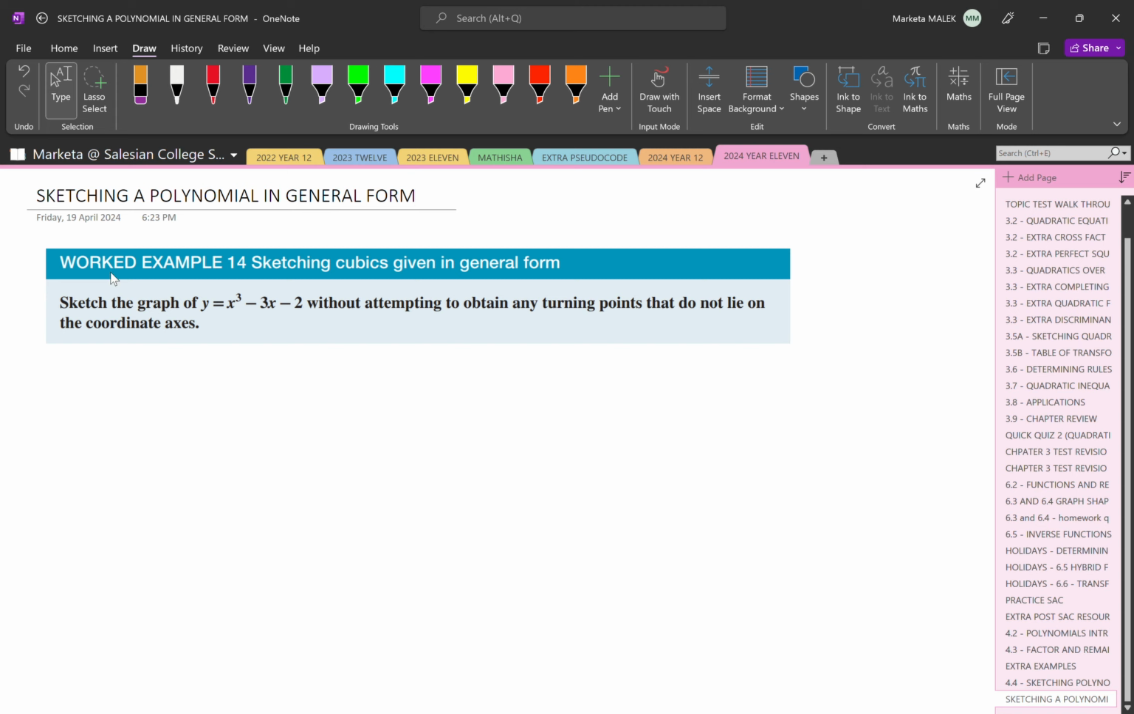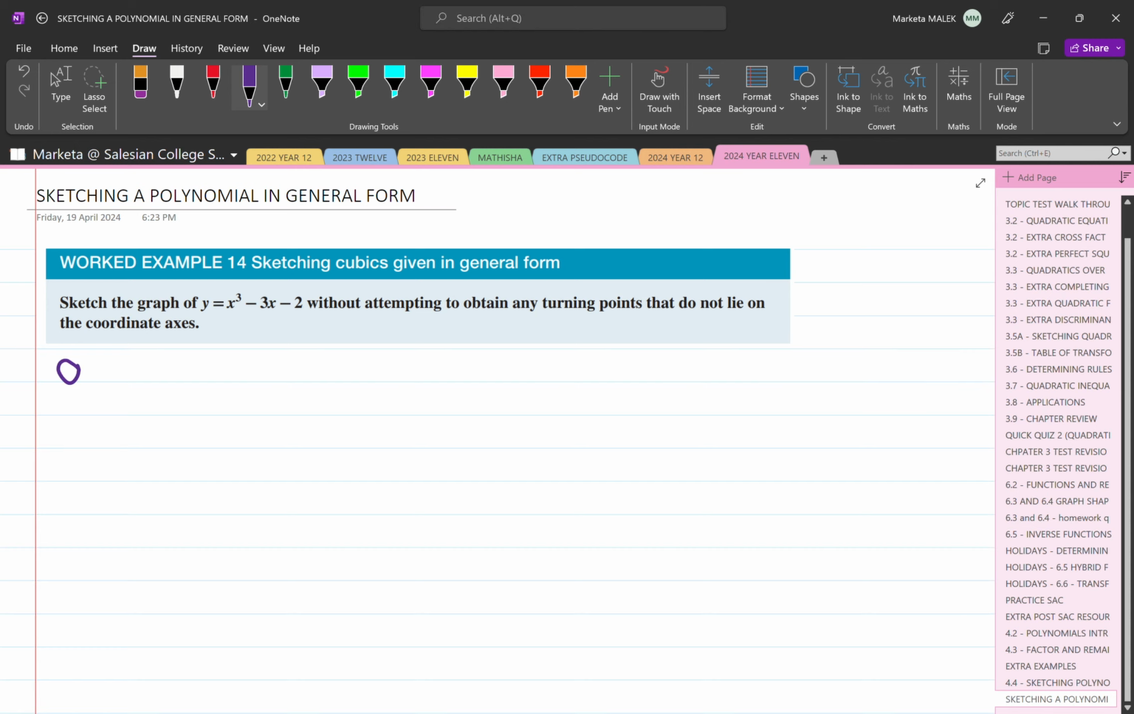All right, so we will sketch this polynomial, and general form means that it's not factorized. We can't move it around with the table of transformations like the previous ones we've done. So we need to actually find all our features, the same features we had. So let's have a look.